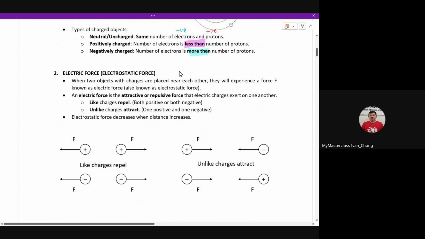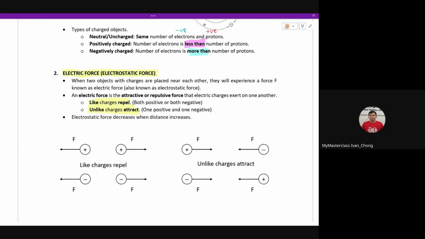Okay, so if you recall back to your dynamics itself, we learned about your non-contact forces, your gravitational force, your electrostatic force, and your magnetic force. So in this case, this electric force or electrostatic force is what we are talking about. It is a non-contact force. So what's the property, or how do you know which direction you're moving at? Like charges repel. So if you have positive, positive, they will repel. If you have negative, negative, they repel. But if you have opposite charges or unlike charges itself, they actually attract and move towards each other.